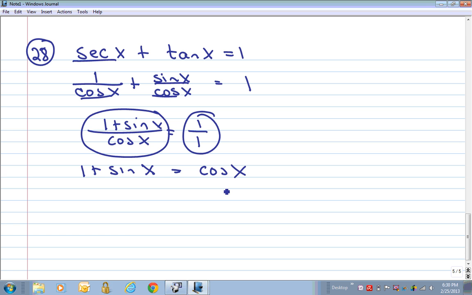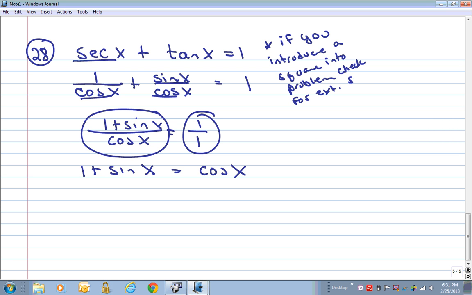I do want to make a big note. If you introduce a square into your problem that wasn't there to begin with, then you have to check for extraneous solutions. And it's only if you actually decide to square something. So we're going to try that to see how this works out. This is a kind of a hard problem.